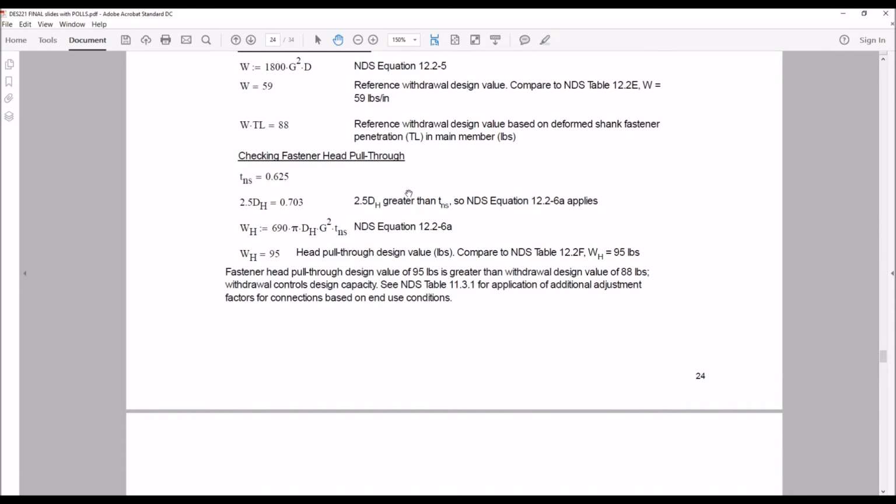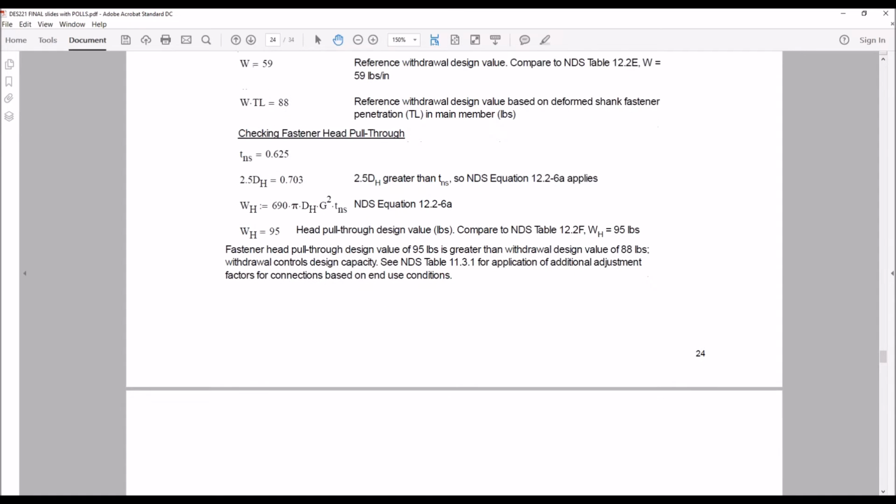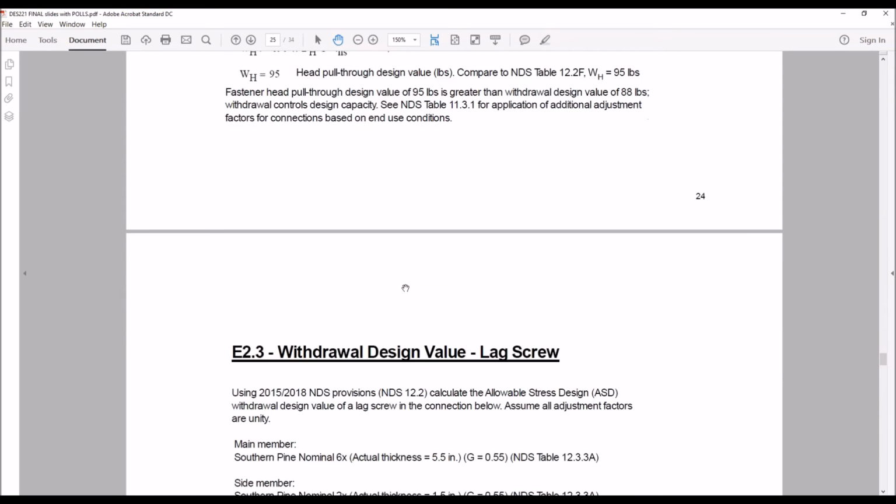And again, remember, this is the unadjusted design value. So if we have adjustment factors we need to apply, we check NDS table 11.3.1, and we can calculate those adjustment factors for our connection based on the end use conditions.